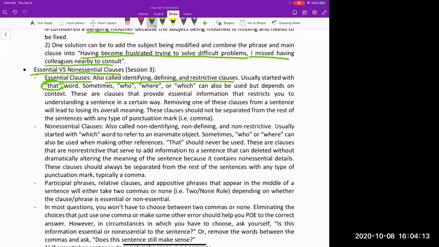Sometimes there are other words it could start with. Sometimes you can have a "who." Sometimes you can have a "where," and another, maybe not so often, is "which." So it could be a "that," "who," "where," or "which," but "that" is definitely an essential one. "Who," "where," or "which" can be essential or non-essential; we'll look at that. They depend on the context. "That" is never non-essential. "That" is always essential.